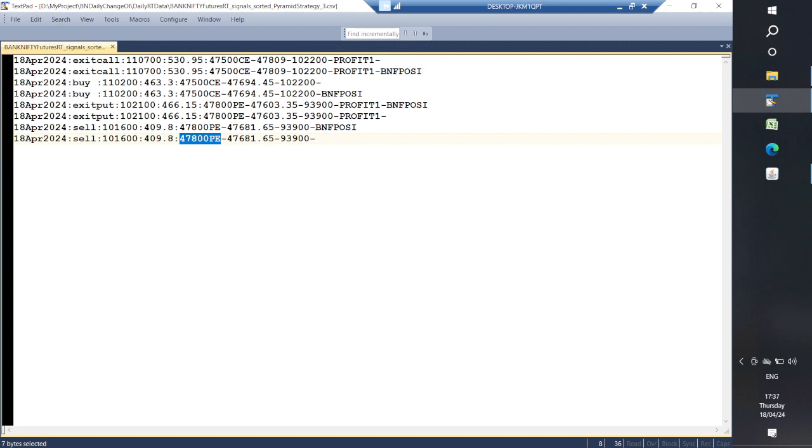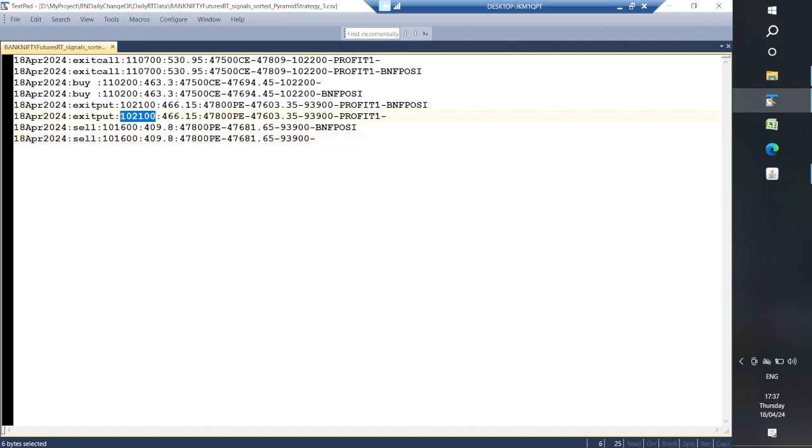For that, there is a separate program written to automate the execution of the signals from this software, which I'll explain in a separate video. So let's see the signals today. We got a sell signal at 10:16, which means that we bought a 47,800 PE strike, and we sold it out for a profit of 50 points at 10:21.